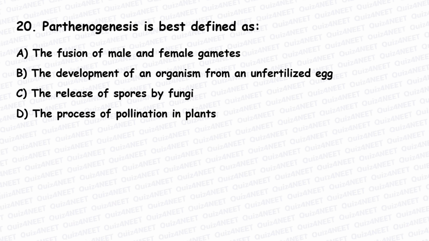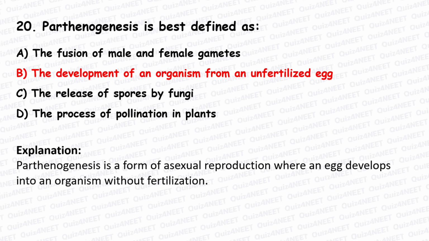20. Parthenogenesis is best defined as A. The fusion of male and female gametes, B. The development of an organism from an unfertilized egg, C. The release of spores by fungi, D. The process of pollination in plants. The right answer is B. The development of an organism from an unfertilized egg. Explanation: Parthenogenesis is a form of asexual reproduction where an egg develops into an organism without fertilization.